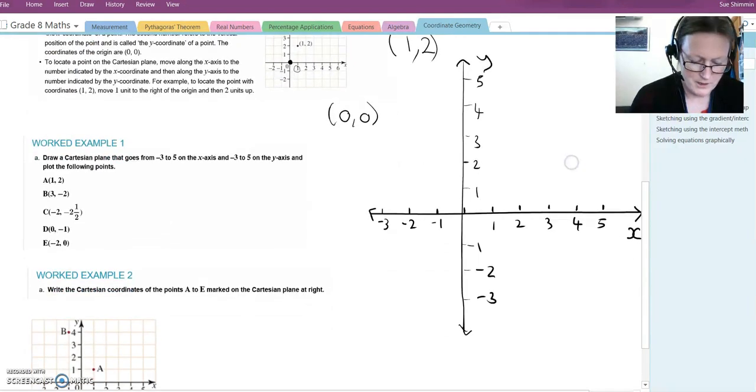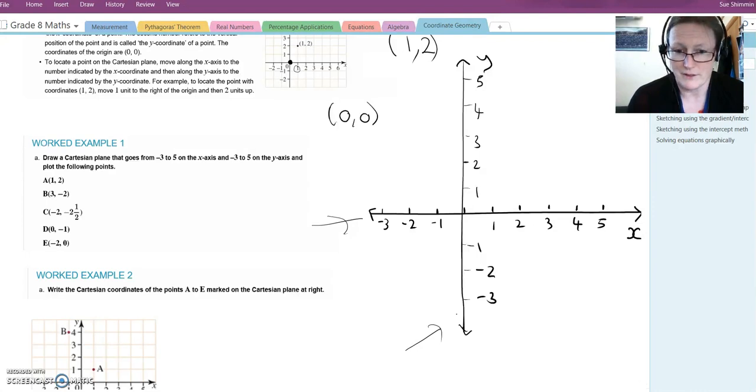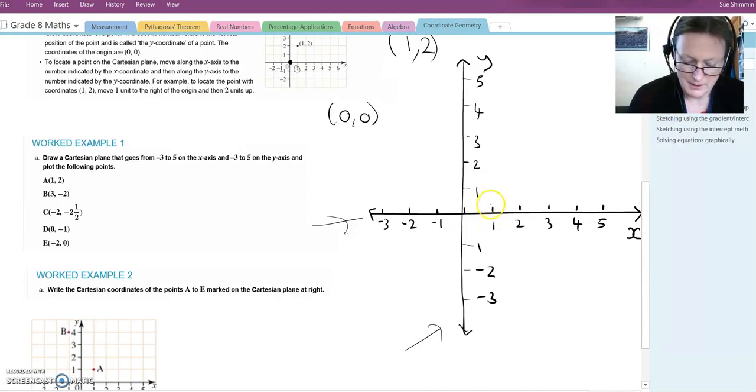Let's look at this worked example here. It's asked us to draw a Cartesian plane, so our x-axis here and our y-axis here, and it's asked us to go from -3 to +5 on both axes. So I've done that. I've put my arrows at the end of the axes to show that I know they do go on infinitely. And it wants us to plot the following points. Point A is (1, 2). So x is 1, y is 2. So I go across to where x is 1, then I go up to where y is 2, and that would be my dot A. That's the point (1, 2).